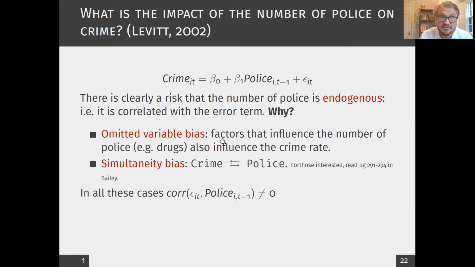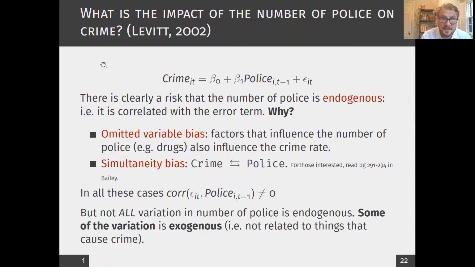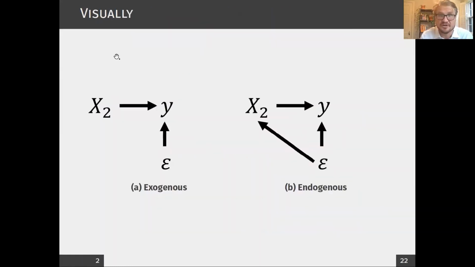Right, so in all these cases, we have a situation where there's a kind of positive correlation between the error term and the variable, which means this is now endogenous. Now the key thing about an instrumental variable is that there might be some variation in policing that's not caused by an omitted variable like poverty, and it's not caused by simultaneity bias from more crime, that is actually exogenous. We want to capture that exogenous element, and look at the relationship between the exogenous variation in police and crime using the instrumental variable approach.